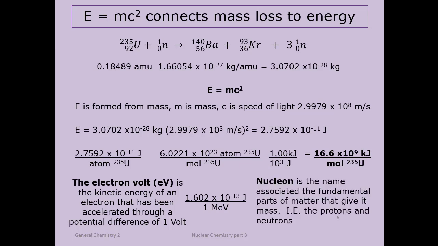Another term that we use a lot in this section of radiochemistry is the nucleon, because when it comes to mass and mass loss, we look at the fundamental particles of the atom that are pertinent to mass, and that would be the proton and the neutron. These have their own name. We call them nucleons in particular.